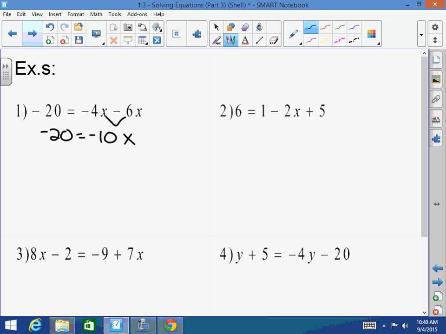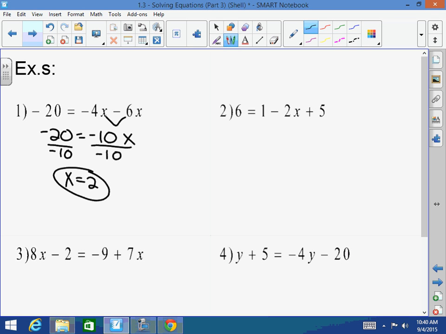Now I can just solve. I wasn't even left with a two-stepper here. I was just left with a one-stepper. So, no worries. I have a negative 10 that's being multiplied to x, so I divide by negative 10 to both sides, and x equals 2. That's simple. Done.